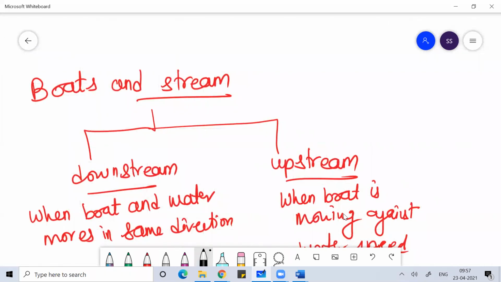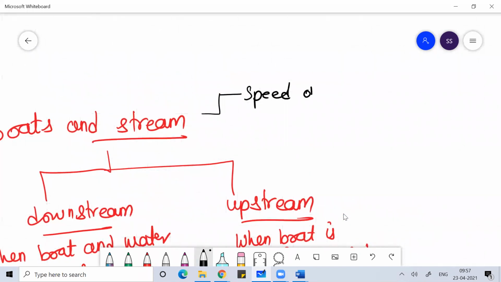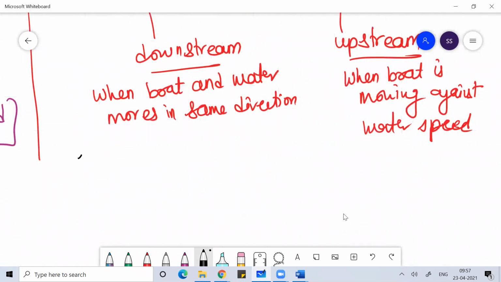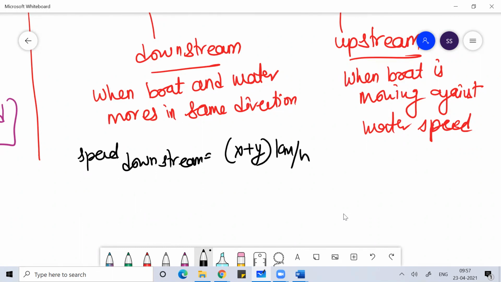In downstream and upstream, we are using two variables. One variable is the speed of the boat in still water, suppose that is x kilometers per hour, and the other variable is the speed of water, suppose y kilometers per hour. So the speed in downstream will be x plus y kilometers per hour, because both boat and water are moving in the same direction.